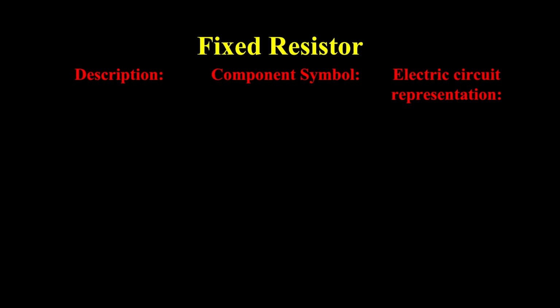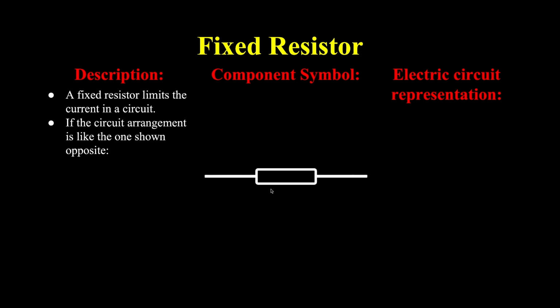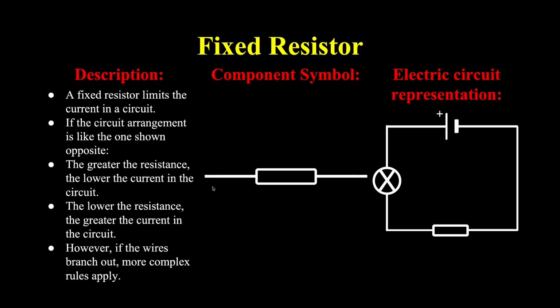Now let's look at fixed resistors. Here is the component symbol for a fixed resistor. A fixed resistor limits the current in a circuit. If the circuit arrangement is like the one shown opposite, the greater the resistance, the lower the current in the circuit, and the lower the resistance, the greater the current in the circuit.